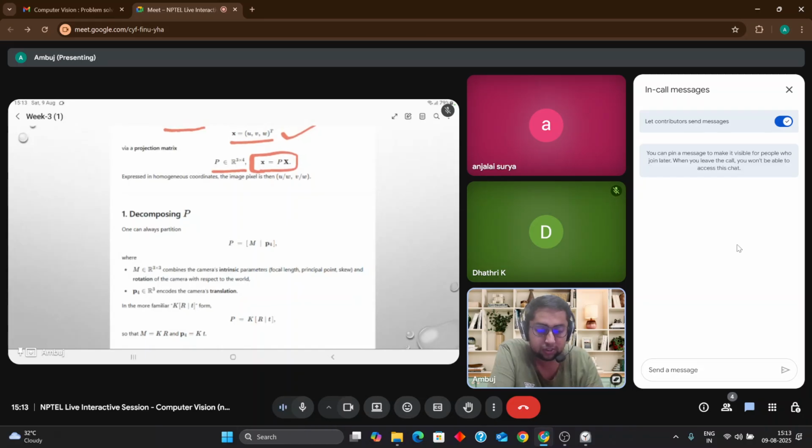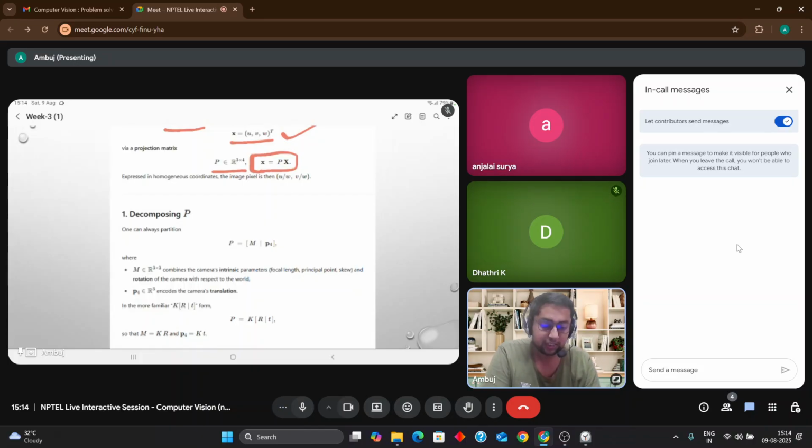Now try to decompose this particular matrix P, which has already been given to you. You can always partition P as [M | p4], or M as a submatrix with p4. So M follows the relation 3 by 3. It combines various intrinsic parameters like focal length, principal point, and skew, and the rotation of the camera with respect to the world. Whatever image you are seeing depends on all of these parameters, and in order to project a 3D point onto a 2D plane, we have to consider all of these.